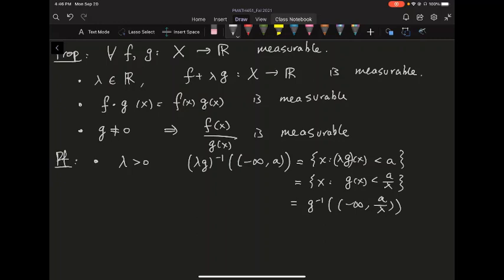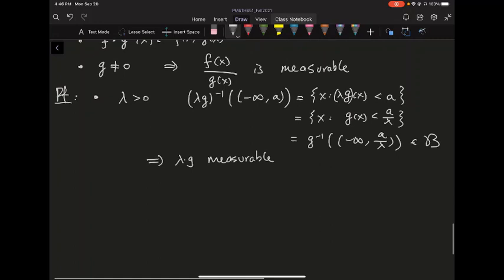So this basically, let's say, is inside B. Here x is equivalent to the sigma algebra, let's say B. Then this essentially shows that lambda times g is measurable. So that's quite simple. Now let's show that we can add two things up.